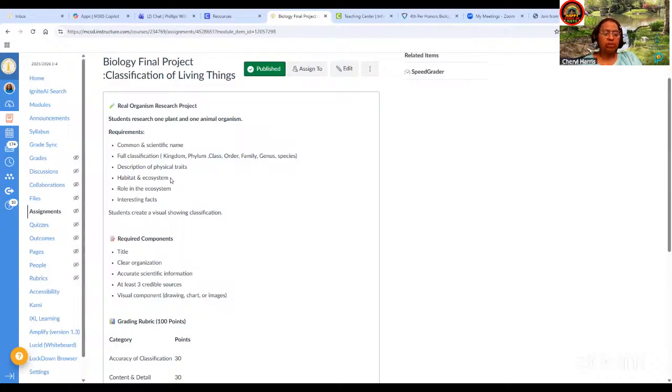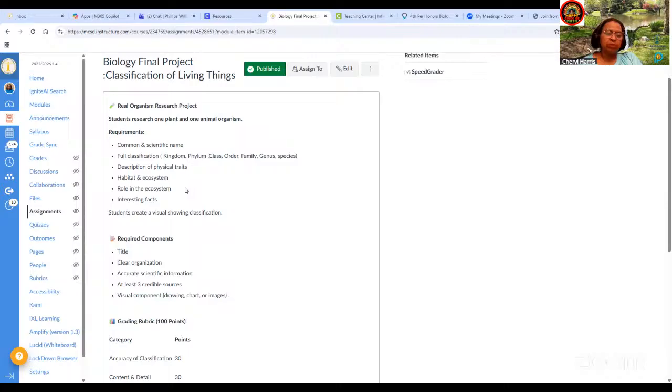Habitat and ecosystem. You want a full conversation about it. Don't just tell me they live in the desert and leave it at that. You need to tell me what part of the world it is, what kind of ecosystem. Is it aquatic? Your animal can be a fish, your plant can be an aquatic plant. Ecosystem can be terrestrial, polar, so what kind of ecosystem, and describe it. Don't just tell me tundra. Tell me what the characteristics are about that system and the role in that ecosystem. What role does it play?